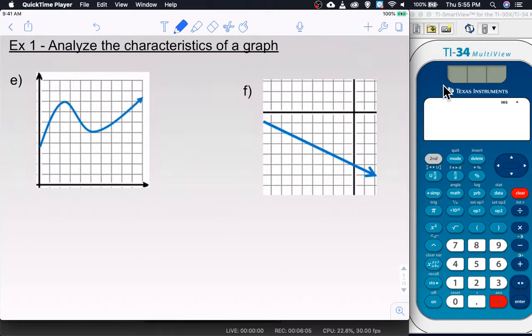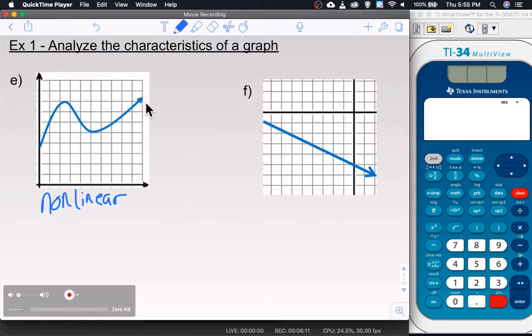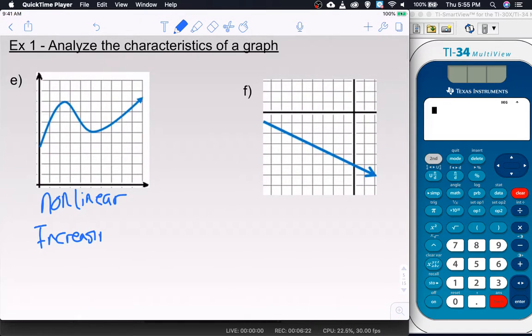All right, letter E. This is nonlinear again. And this one is both increasing and decreasing. There's some uppy parts and some downy parts. So it's increasing, decreasing, increasing. So I'm going to put that it's increasing and decreasing.